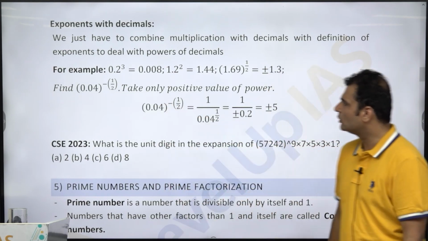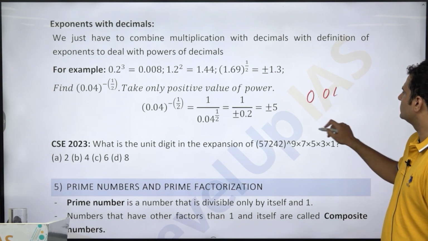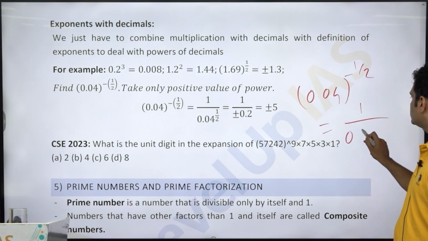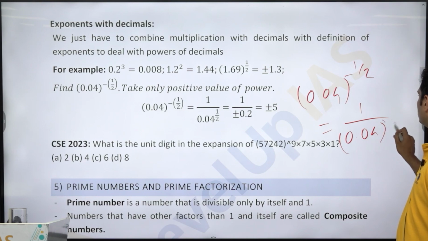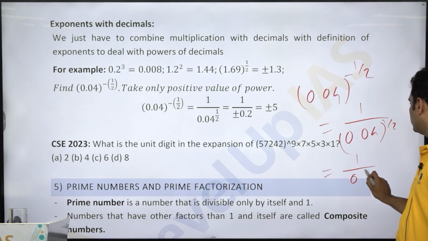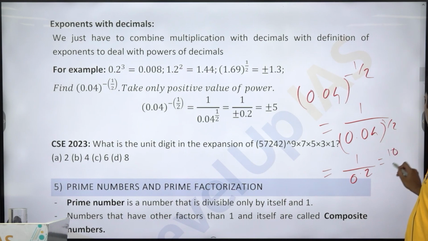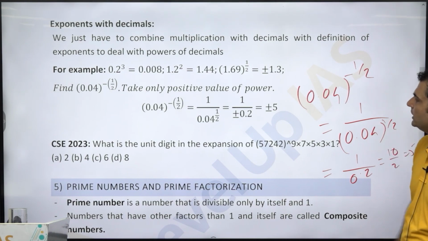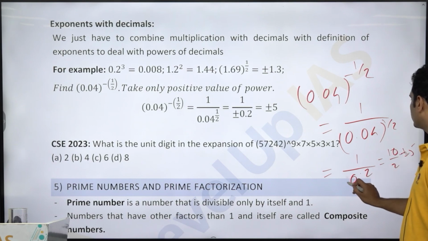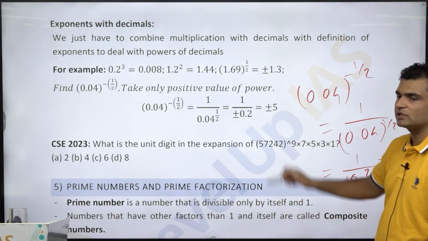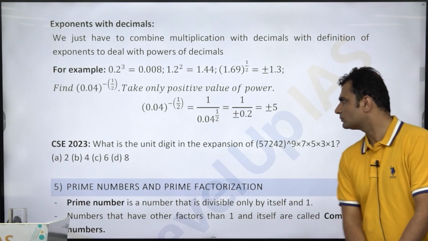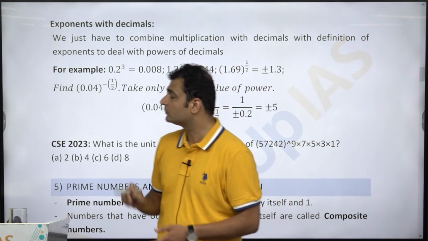Again, another example, 0.04 raised to minus 1/2. So by definition, it is 0.04 raised to 1/2, and then 1 upon that. What is this? 1 upon 0.2, which is 10/2, which is 5. Right? Again, here plus minus, if you take, you will get plus minus here as well. If you take plus minus here, then everywhere it will be plus minus. I hope this was clear.